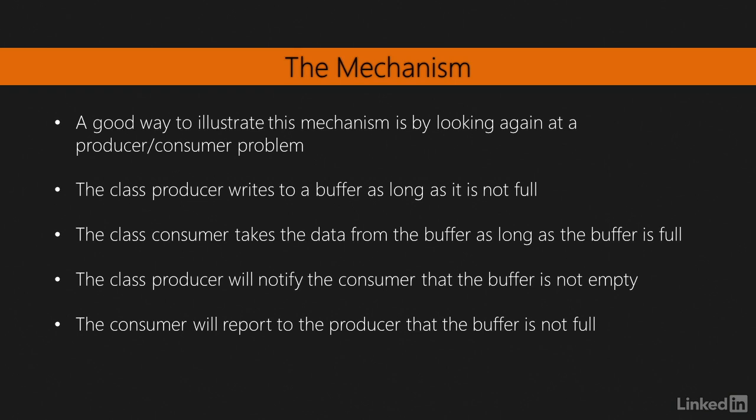The class producer writes to a buffer as long as it's not full, and the class consumer takes the data from the buffer, eliminating them from the latter, as long as the buffer is not empty. The class producer will notify the consumer that the buffer is not empty, while the consumer will report to the producer that the buffer is not full.